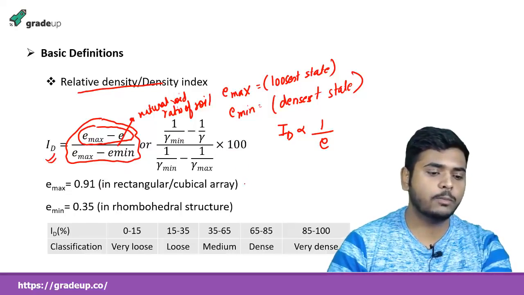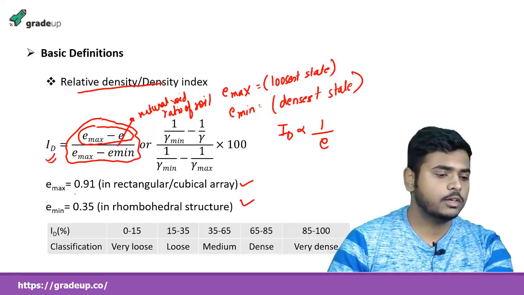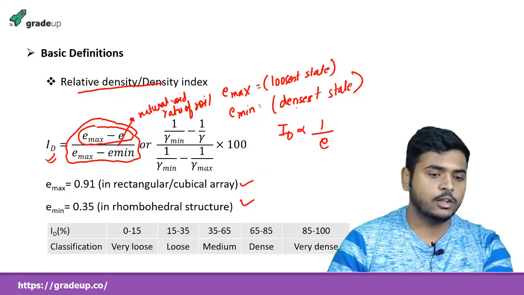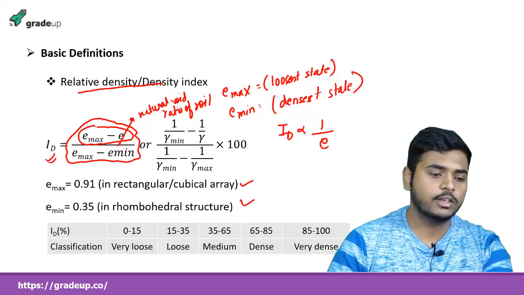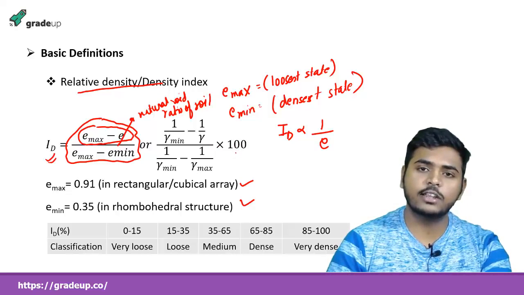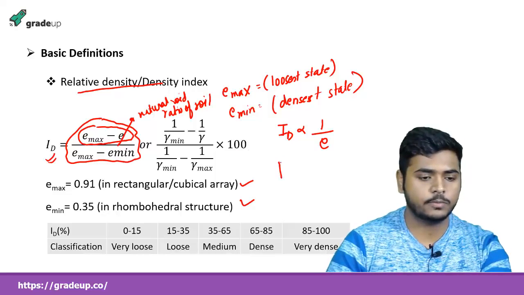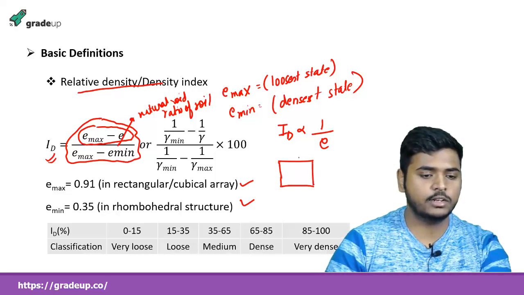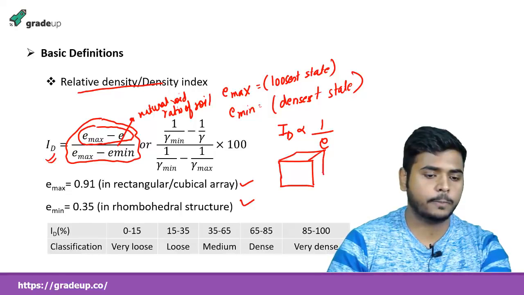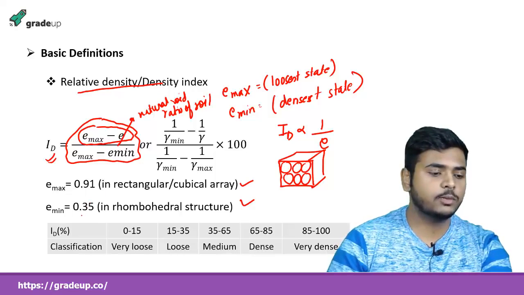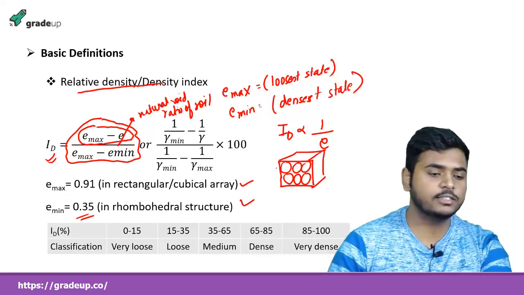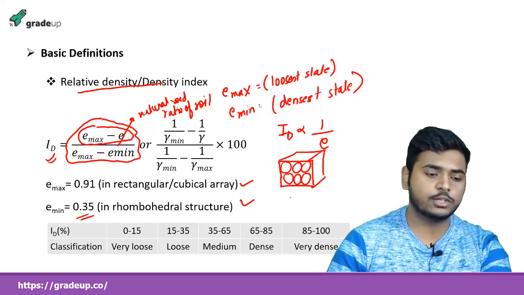Now coming to some of the important values that we have to remember. For e max, that is in the loosest state, the value is 0.91. This is obtained when the soil is arranged in a rectangular or cubical array. We can see it in this structure. And e min value is 0.35. That is in the densest state. This occurs in rhombohedral structure when the alpha angle is 60 degrees.